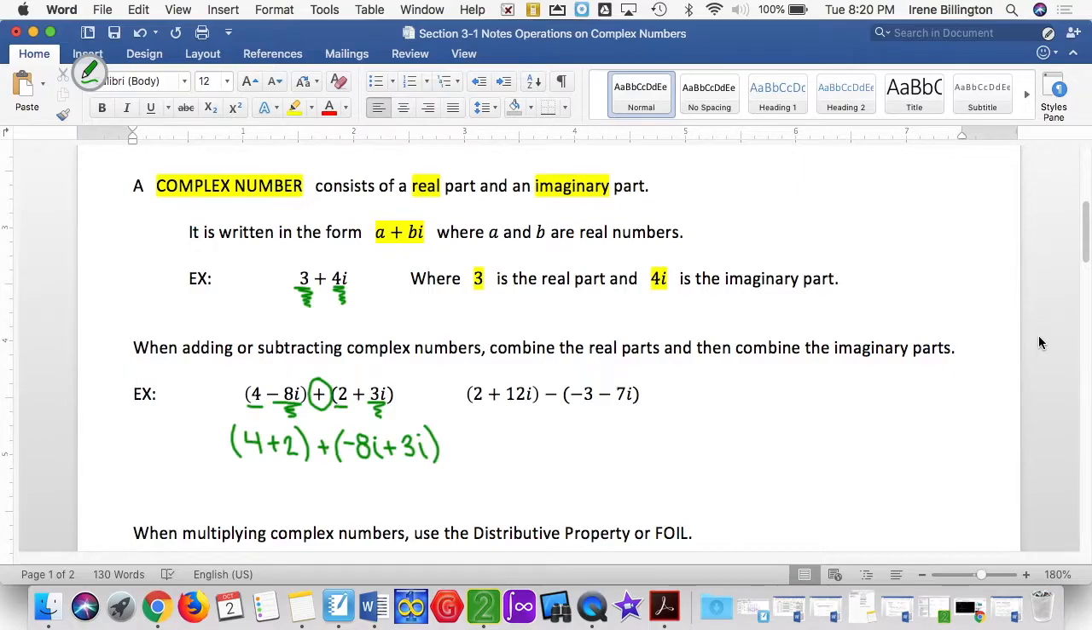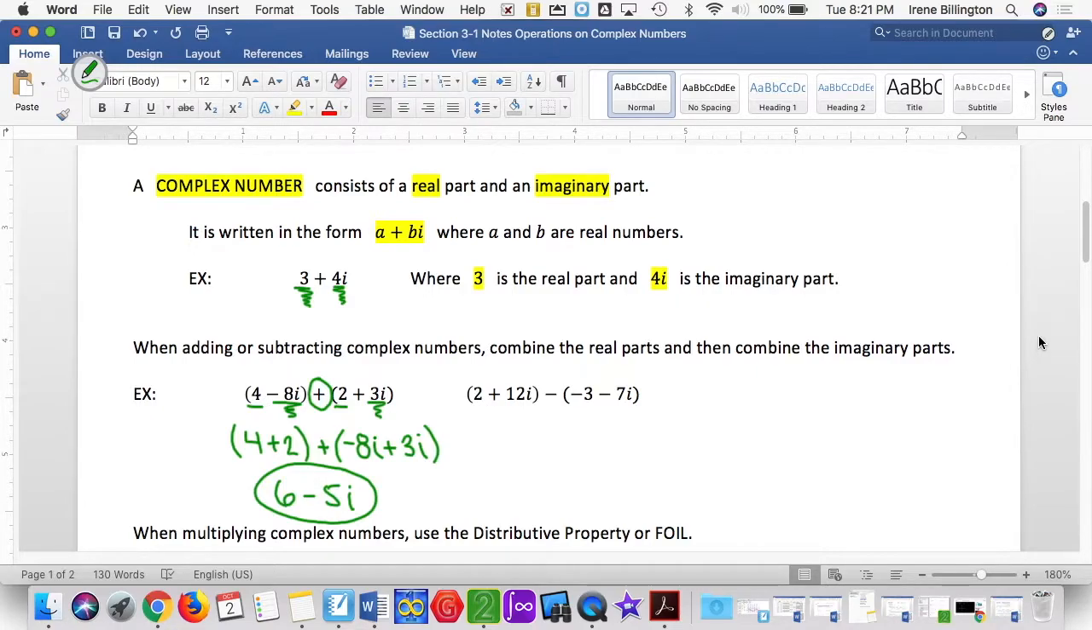We will combine our like terms. 4 plus 2 is 6, and negative 8i plus 3i is negative 5i. So we could write plus a negative 5i or minus 5i. So that was an example of adding two complex numbers.